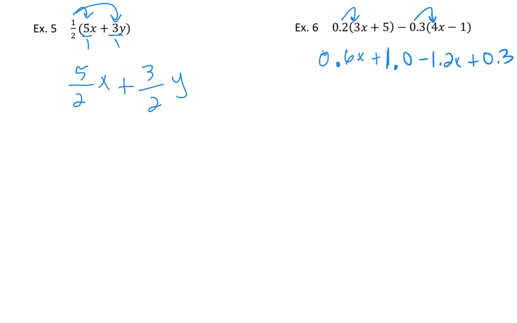And now we combine our like terms. 0.6x minus 1.2x is negative 0.6x. 1 plus 0.3 is 1.3. And again, if you would struggle with multiplying by decimals, you could have used your calculator.